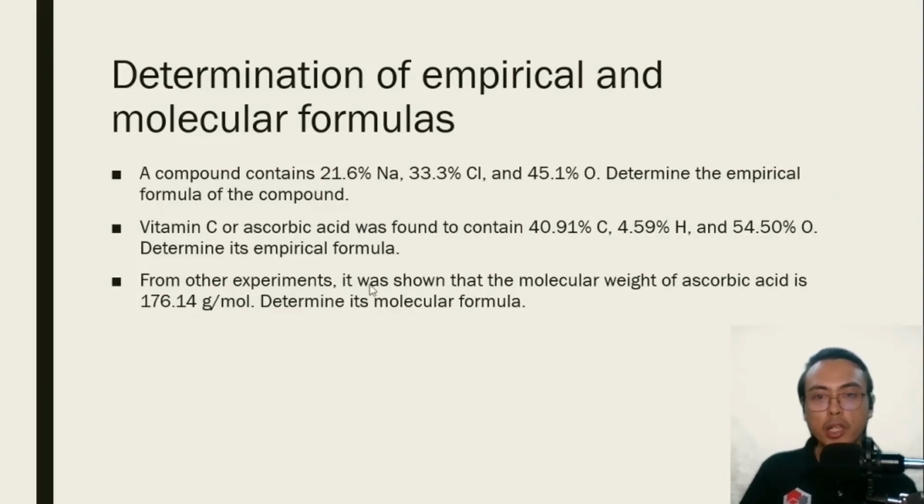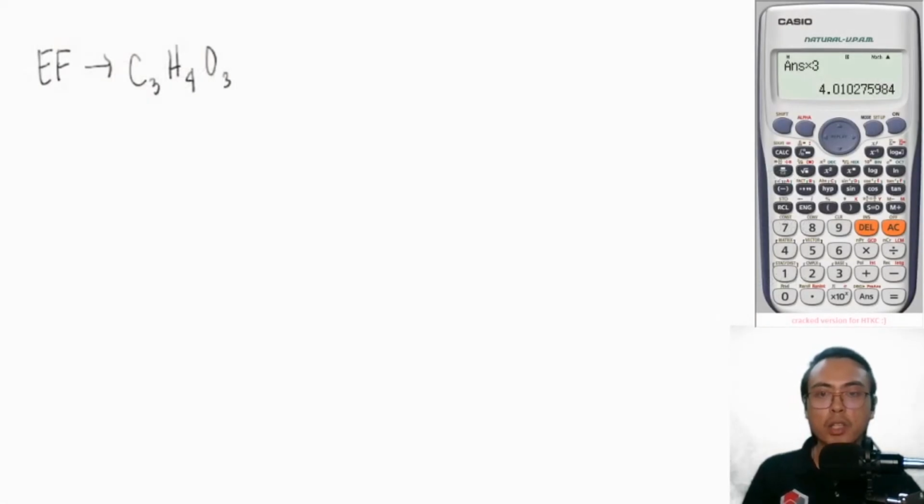From other experiments, it was shown that the molecular weight of ascorbic acid is 176.14 grams per mole. Determine its molecular formula. This is a continuation of the previous item. Now that we have the empirical formula of ascorbic acid, the question is, how do we determine its molecular formula? I have listed the empirical formula of ascorbic acid from our previous calculations, and it was stated in the problem that the molecular weight is 176.14 grams per mole.